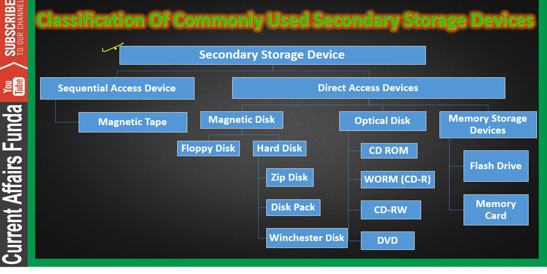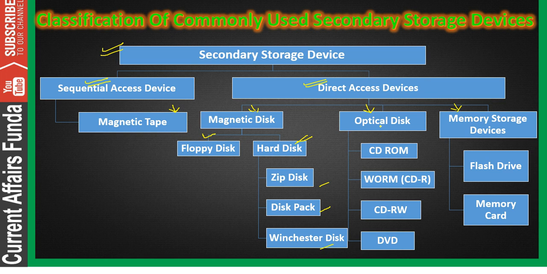Now we came here to classify our secondary storage devices. Secondary storage devices are basically divided into two categories: sequential access devices and direct access devices. In sequential access devices, there is only one device, which is called magnetic tape. In direct access devices, there are three subcategories. First is magnetic disk, second is optical disk, third is memory storage device. Magnetic disk is also categorized into two subcategories: first is floppy disk and next is hard disk. And hard disk also has subcategories, which are zip disk, disk pack and Winchester disk.